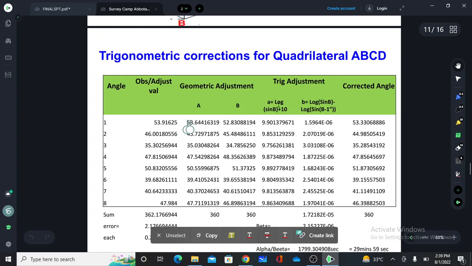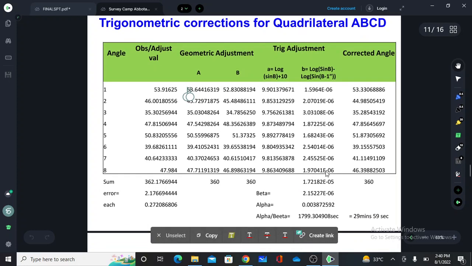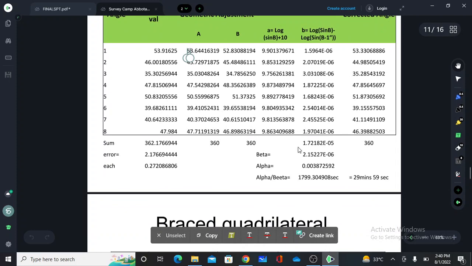Now we find small a, which is equal to log sine of B plus 10, and small b is equal to log sine of B minus log sine of B minus 1 second. So find the values of a's and b's, and then we find alpha and beta.